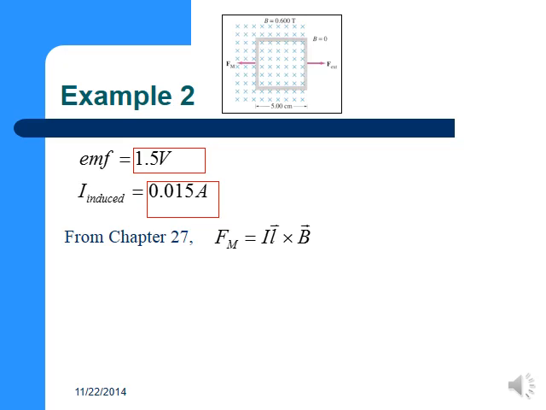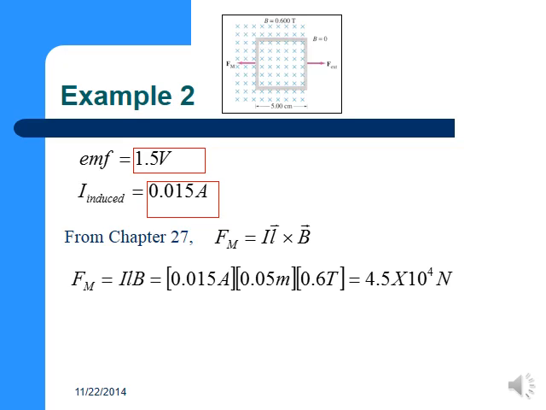Now using F is equal to IL cross B, here F is equal to ILB, where I is the induced current, L is 5 centimeters, B is 0.6 Tesla. Plugging these in gives us a force required to move this at a constant speed of 4.5 times 10 to the minus 4 newtons.